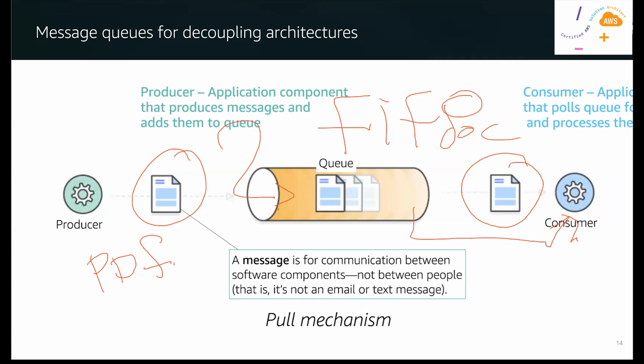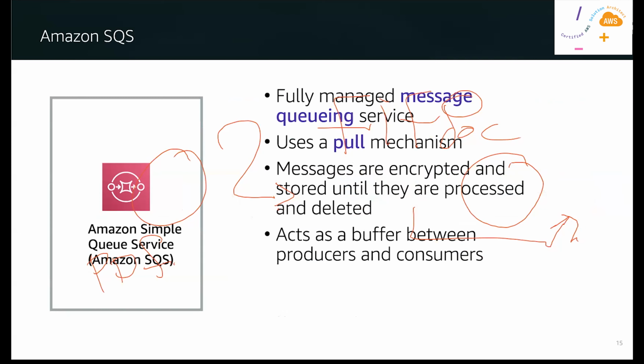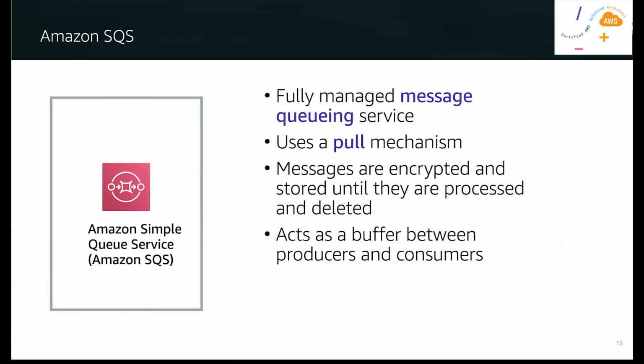Now, how can you do the same architecture in AWS and implement first in, first out behavior? You need to use a service called SQS. SQS is a fully managed messaging queue service that uses the pull mechanism. Messages in SQS are encrypted and stored until they are processed. So once the EC2 generates a PDF, that PDF message will stay in the queue until somebody processes that PDF and converts it into a Word document. They act as a buffer between the producer of the content and the consumer of the content.